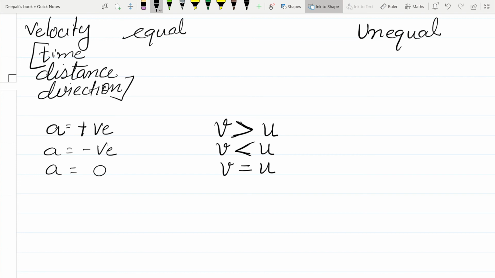I hope this much is very clear to you. This is the concept of acceleration.